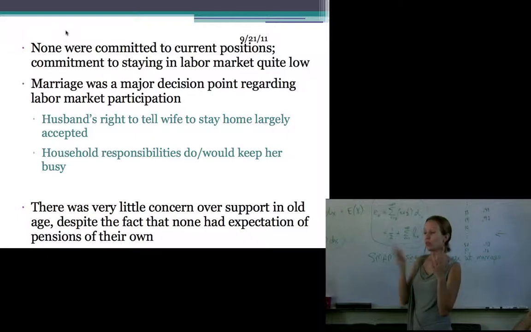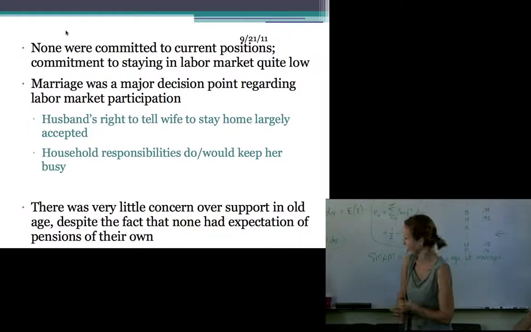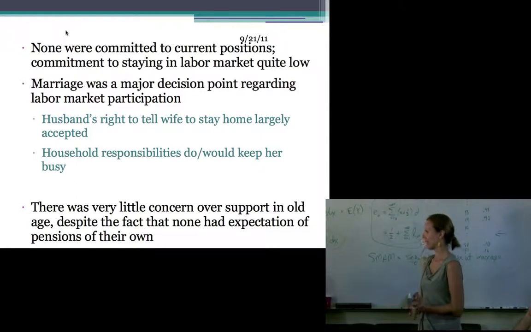So the next question, to me anyway, was: if you don't have any kind of employment or any kind of income of your own, how are you going to take care of yourself when you're old? And everybody was basically shocked at the question. They were sort of like, well, my husband's going to provide for me, or his pension will provide for me, or if not, my father and my brothers will provide for me.